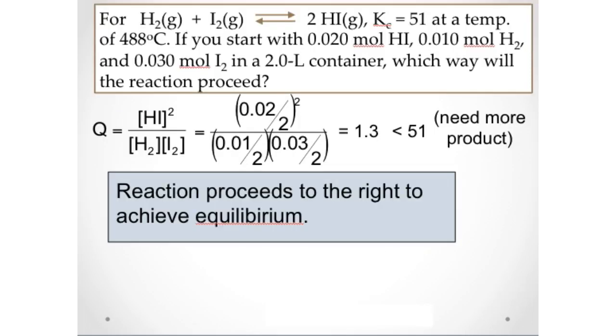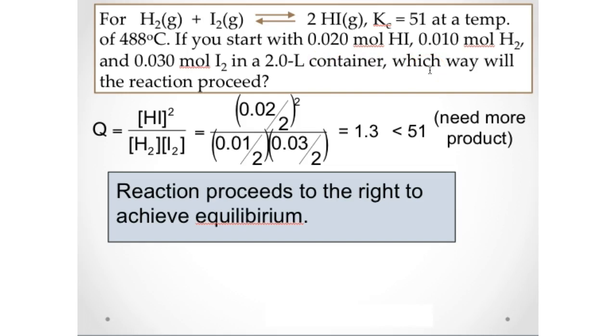So to make sense out of this, here is an example. It says there's a reaction forming hydroiodic acid. And it gives us a K value. So the K value at equilibrium, the constant, is 51. And it says if you start with 0.2 moles of HI and 0.0 moles of that and 0.03 moles of that in a 2-liter container, which way will the reaction proceed?